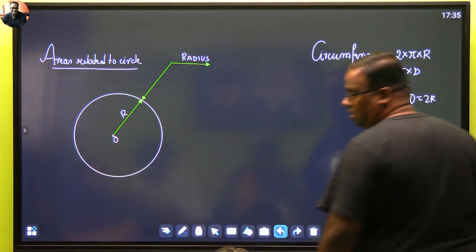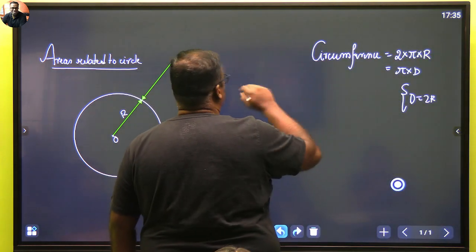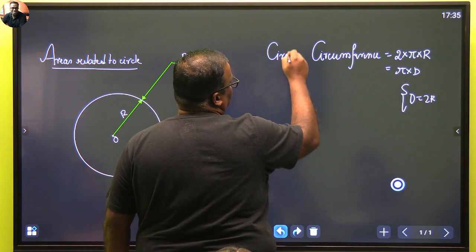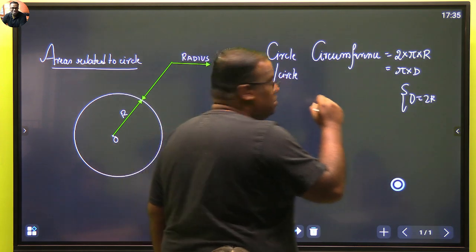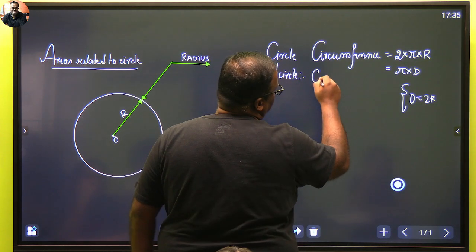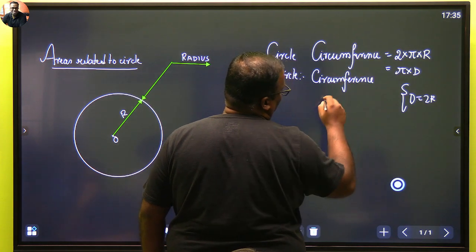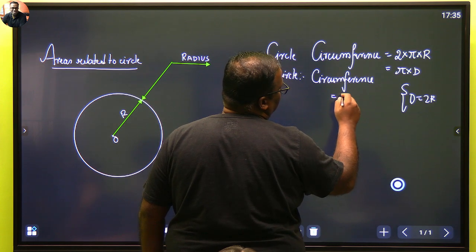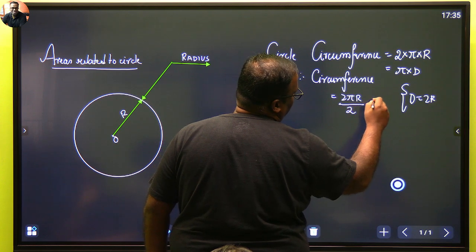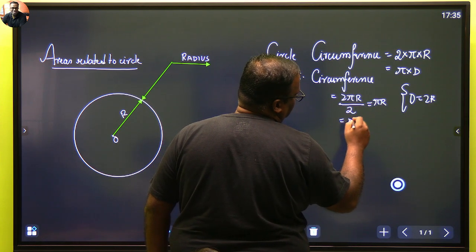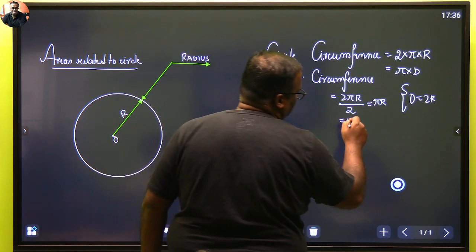If you have a semicircle, now this is for a circle. If I have a semicircle, then my circumference always stands for the curved portion. So my circumference will become 2 pi r divided by 2, which equals pi r, or it is the same as pi d by 2. Have you understood this or not?